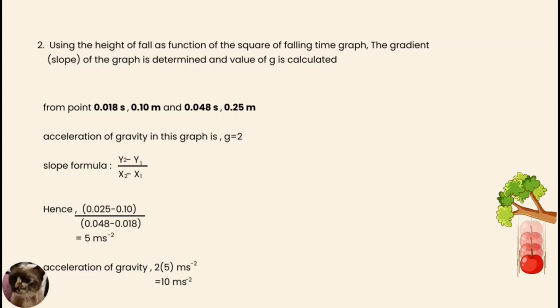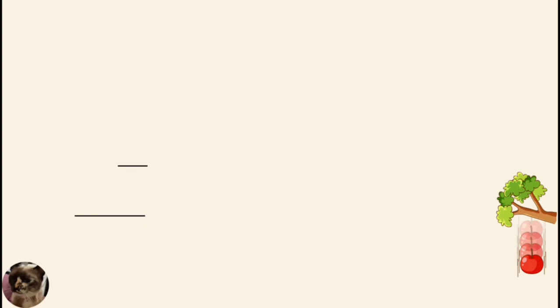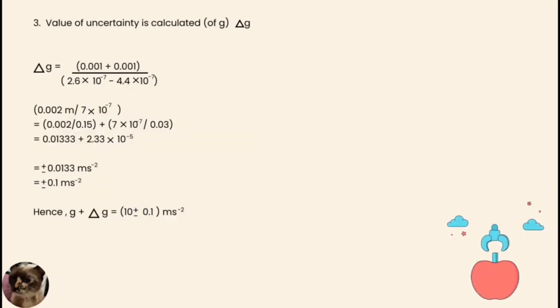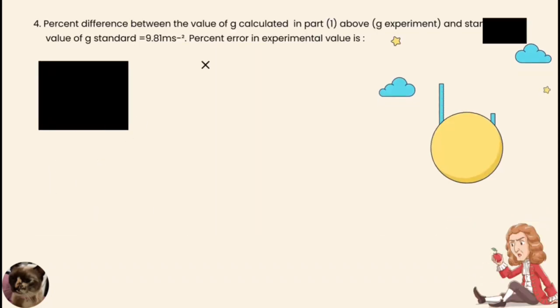So the acceleration of gravity is multiplied by 2. Hence, 2 times 5 meters per second squared, we get 10 meters per second squared. So this is how we calculate the uncertainty for this experiment, step by step. We get plus or minus 0.1 meters per second squared.